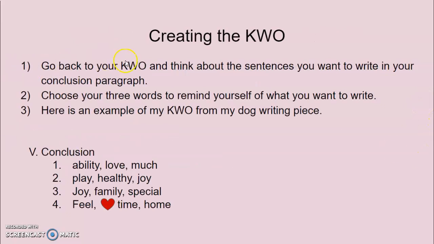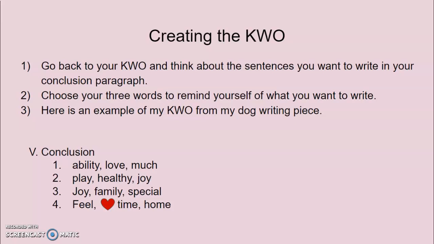So we are going to go back first to our KWO and create our KWO before we start writing. So make sure you take that out from last week, and we're going to go to paragraph 5, which should be at the bottom. If you're writing it on your own, just make sure you put a Roman numeral V, that's 5, for the conclusion. So take a look at your example.